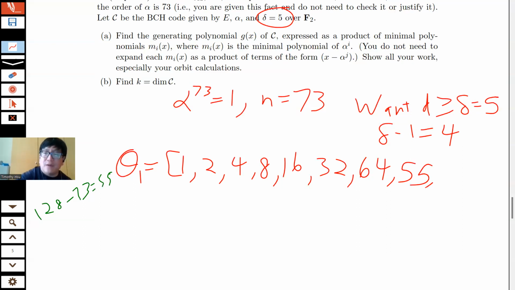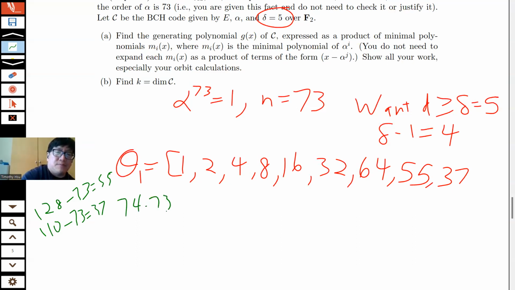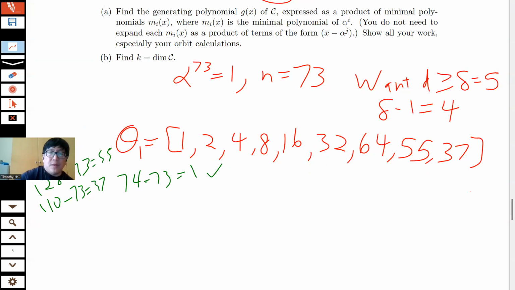So 55 doubled is 110. 110 minus 73 is 37. Yeah, well, that was number 8. So this is number 9. This better be good. 37, and 37 times 2 is 74, and indeed 74 minus 73 is 1. Great. And so we did in fact get an orbit of size 9.